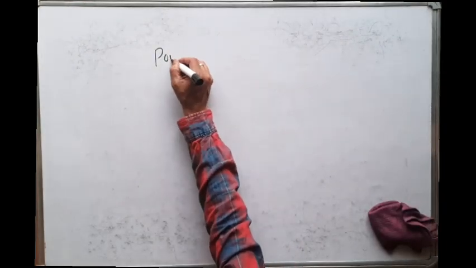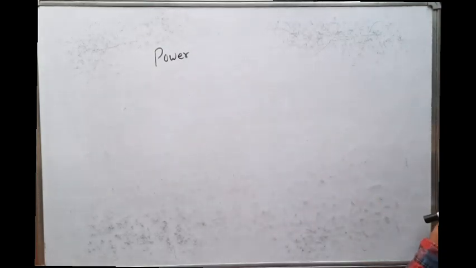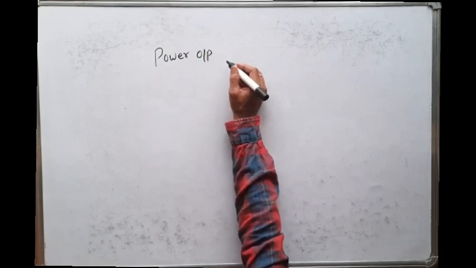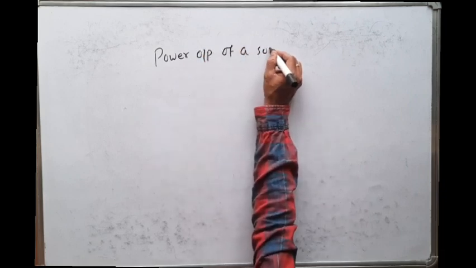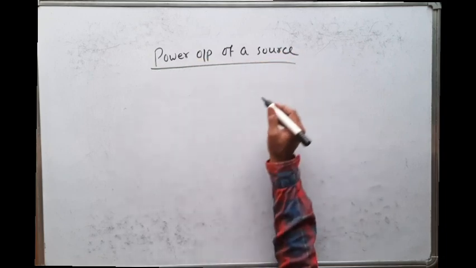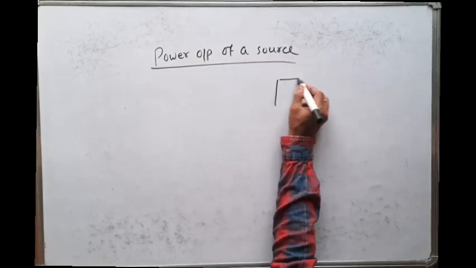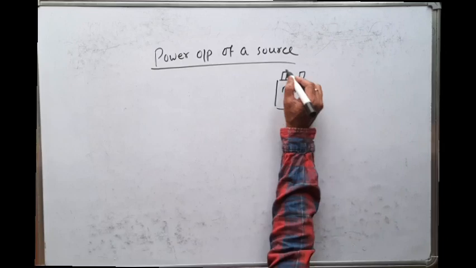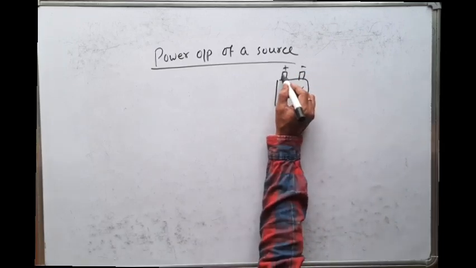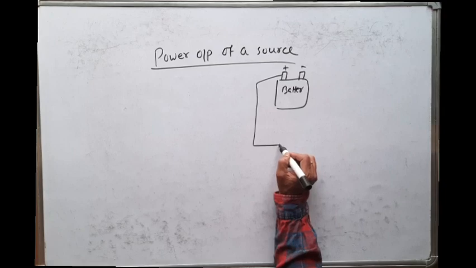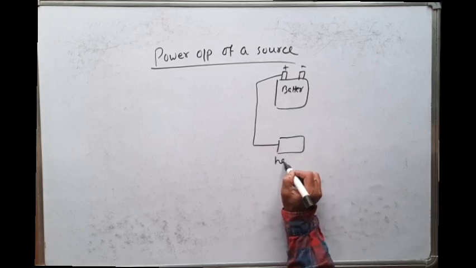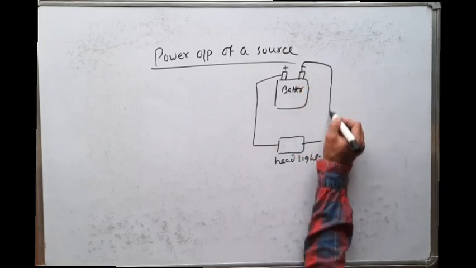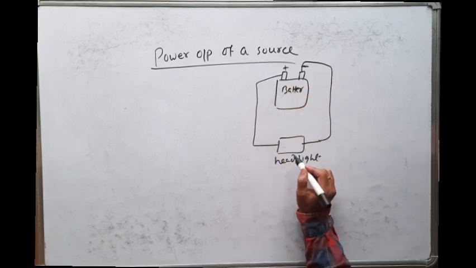Next, power output of a source. Suppose this is a battery. Battery has two terminals. One is positive, another is negative. So this positive terminal is connected to a headlight. Suppose this is the headlight of your car, and this is the battery of your car. So here the battery is connected to the headlight.